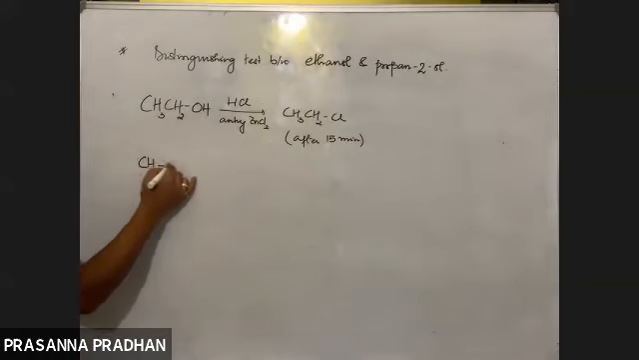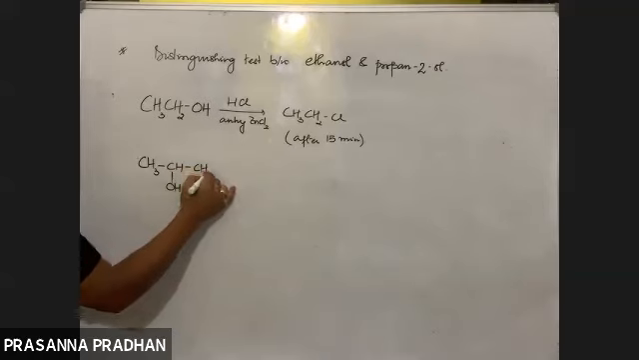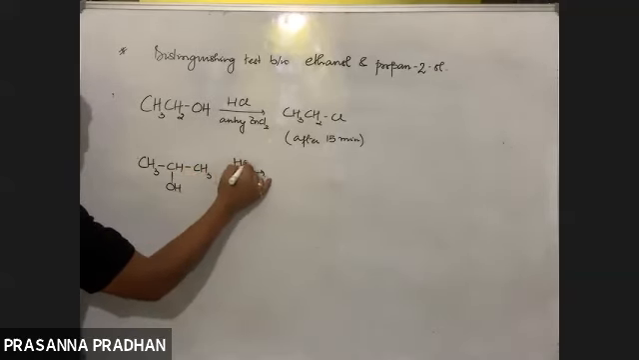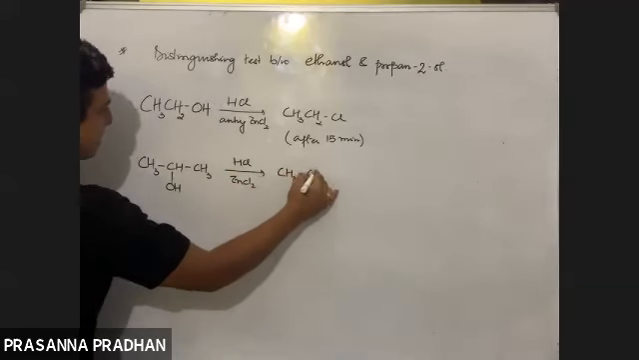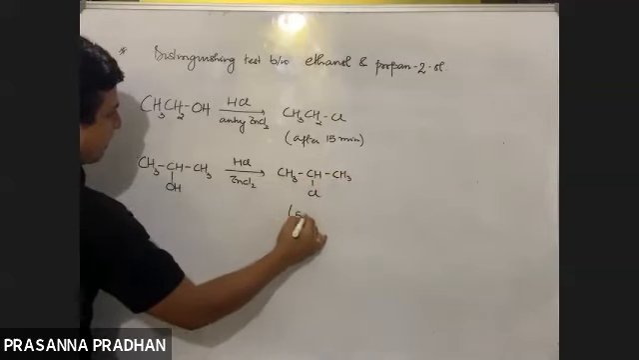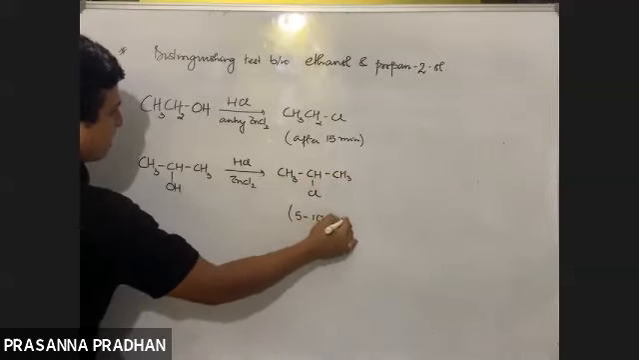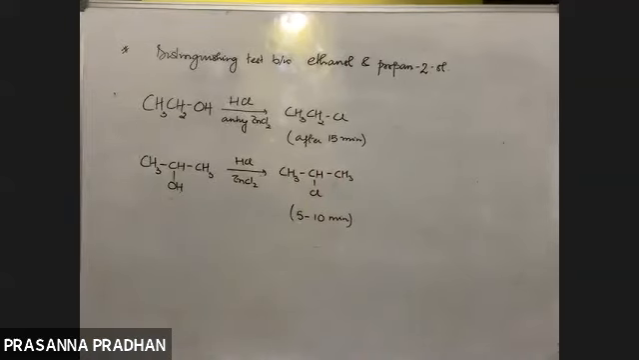Whereas propan-2-ol is a secondary alcohol which is much more reactive towards Lucas reagent. Okay, so here the reaction will take place and the reaction occurs within 5 to 10 minutes. So this is how we can give the distinguishing test between different types of alcohol. Fine. Okay, so distinguishing test is over.